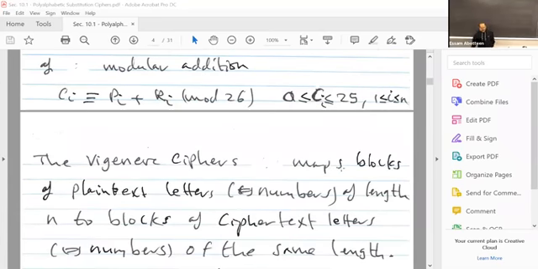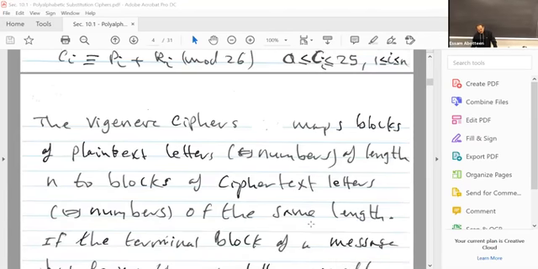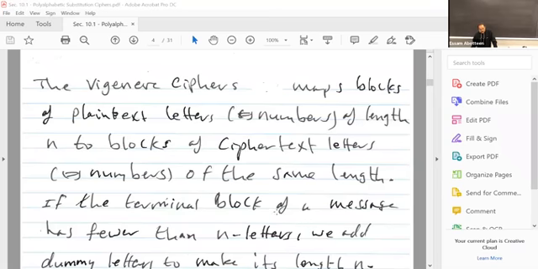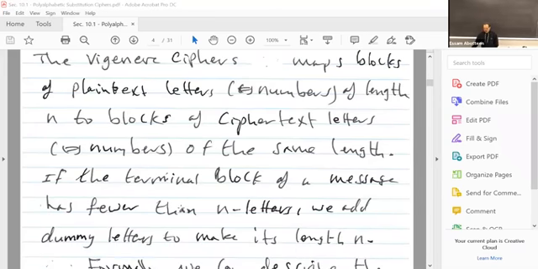So in this case, the Vigenère cipher maps blocks of plain text letters, which are the same as numbers, of a fixed length n, which is the length of this keyword, to blocks of cipher text letters or numbers of the same length. Now, if the terminal block of a message has fewer than n letters, we could add some dummy letters to make it of the same length, or we just truncate it, or the last block could be shorter, and with this we're also going to make the key shorter. So the idea is just to keep adding the key for each block in the message. This way, the letters are not gonna appear over and over again, okay?